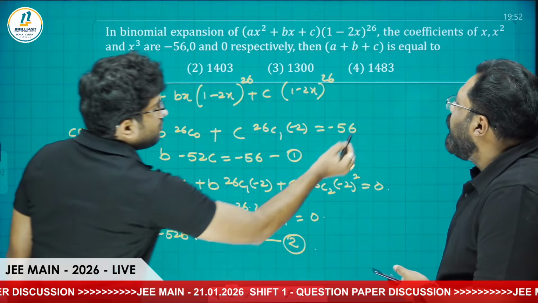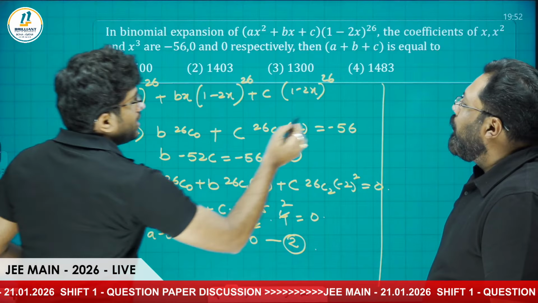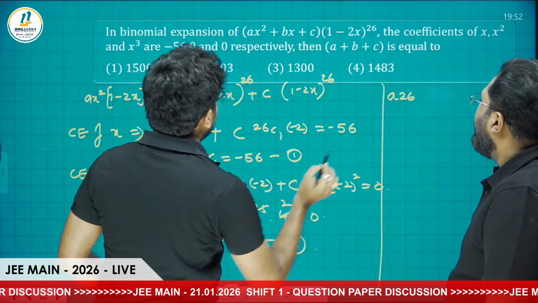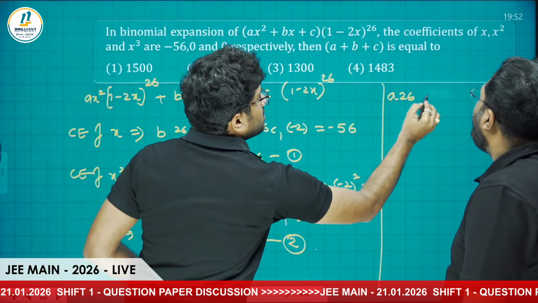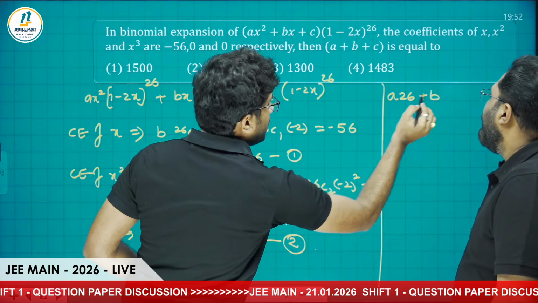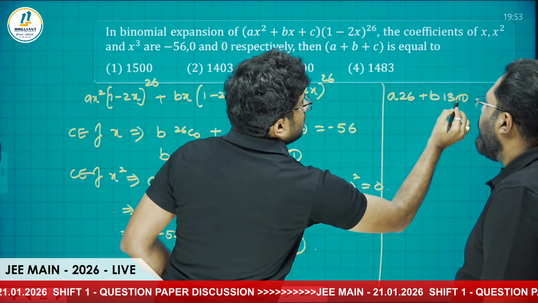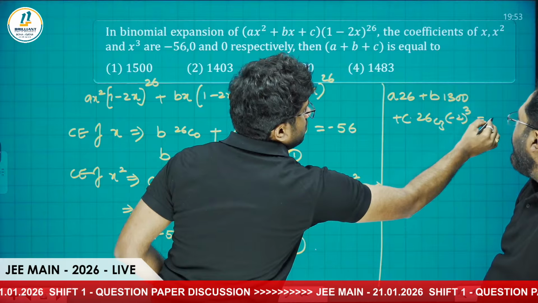Second equation. In the same way, for the third equation, the coefficient of x cube: here we will be getting x square multiplied with x. So a into 26C1, which is 26, plus b into x square, which is already 26C2 into minus 2 whole square, that is 26 into 25 by 2, already 1300, plus c into 26C3 into minus 2 whole cube, which is minus 8, whole is equal to 0.